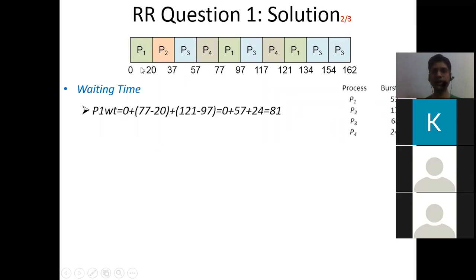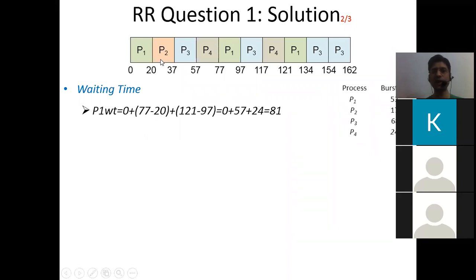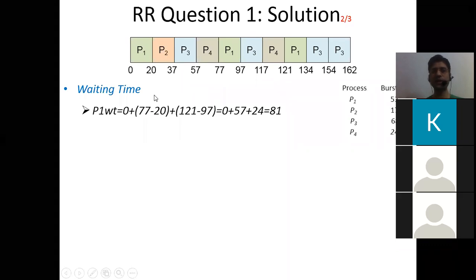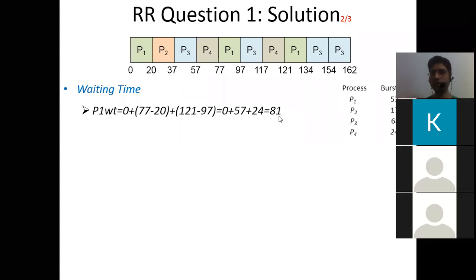For the first turn, P1 gets the CPU at 0 unit time. It arrives at 0, so the waiting time is 0. Now, what is the next turn of P1? At 77 unit time. And where did it leave the CPU? It left the CPU at 20 unit time. So the difference, 77 minus 20, that is 57 unit time, during which P2, P3, and P4 are executing in the CPU and it is waiting in the ready queue, right? Because it has exited from the CPU and has to wait at the end of the queue till P2, P3, and P4 are executing. So 77 minus 20, that is 57 unit time. This is the difference between the second turn of P1 and the first exit of P1.